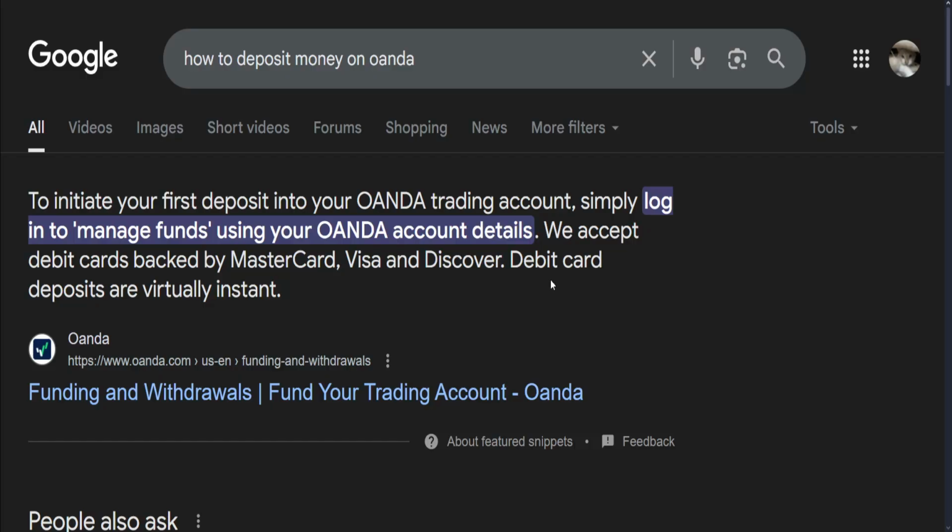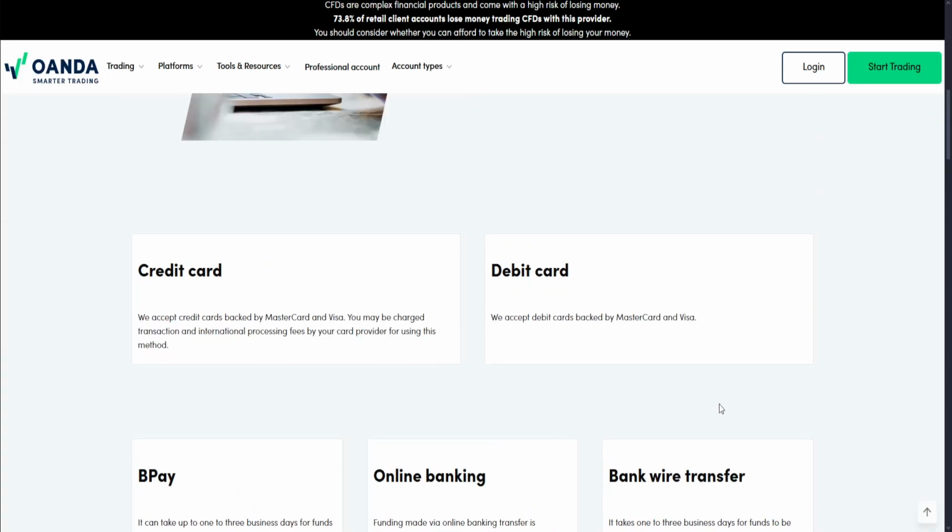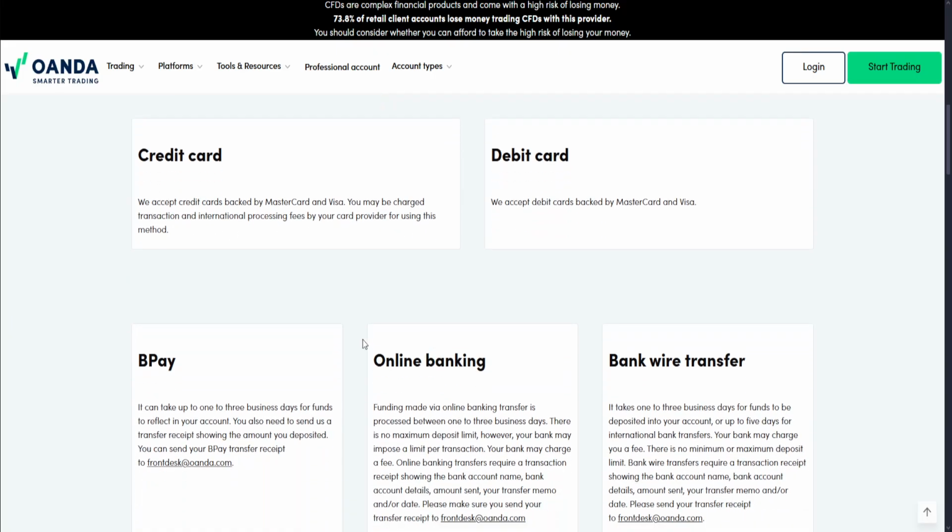Simply log in to manage your funds using your Oanda account details, then accept the debit cards or MasterCards or any type of cards, and also debit card deposits are virtually instant. So if you need to use a debit card, they accept debit cards backed by MasterCard and Visa. And for the credit card, they accept credit cards backed by MasterCard and Visa as well, and you may be charged for the transaction and international fees.